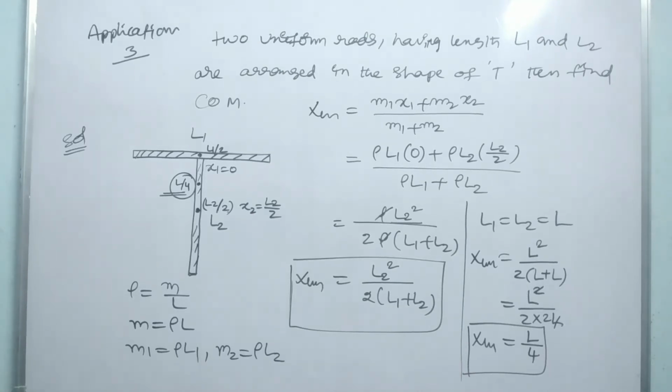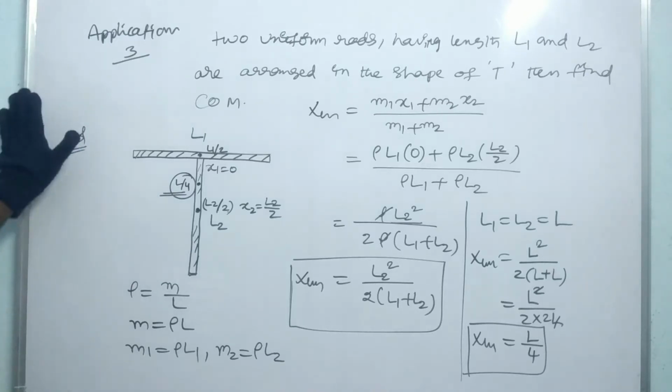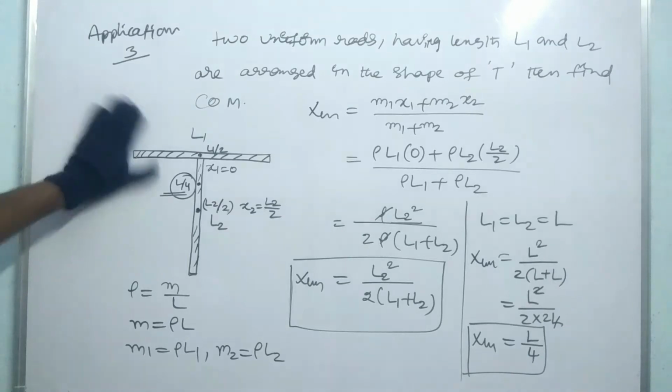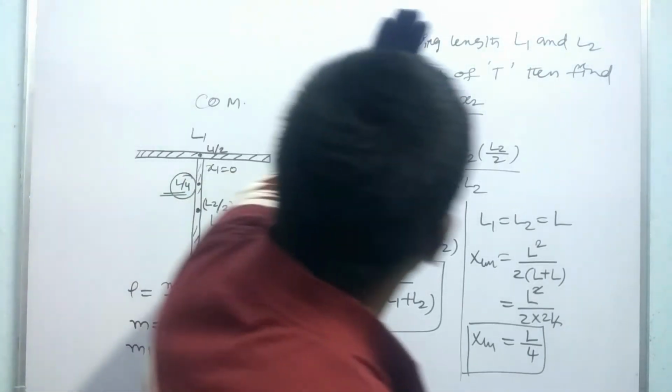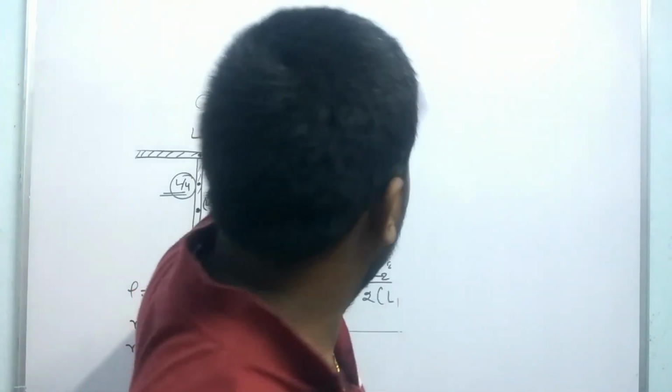Okay. So let us see one more. That is where two cylindrical rods are connected one end to another. Two cylindrical rods. So let us see. If two cylindrical rods are connecting one end to another, then find the center of mass of the system. So how we can find?